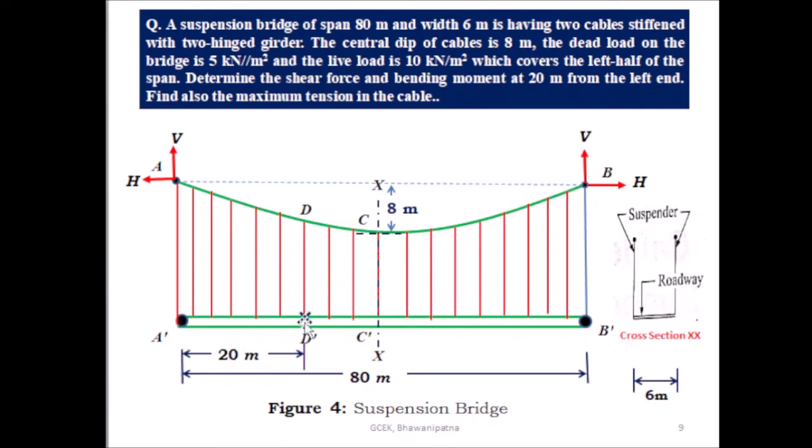So you have to find out the bending moment and shear force at a distance 20 meter from the left hand. Find also the maximum tension in the cable. So this is the suspension bridge, this is the suspension cable and this is the two hinge stiffening girder. And the length of the stiffening girder is given as 80 meter.